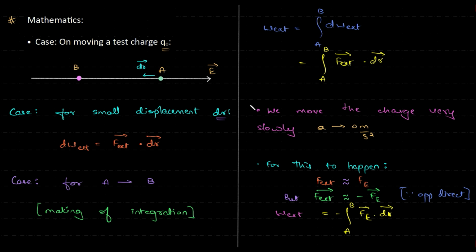This is where things get a little confusing for many people. We do the work in such a way that the charge moves very slowly. And for this to happen, the external force and the electrical field have to be almost equal in terms of magnitude, but in terms of direction, they have to be opposite. We are doing work against the electrical field in moving a unit test charge.